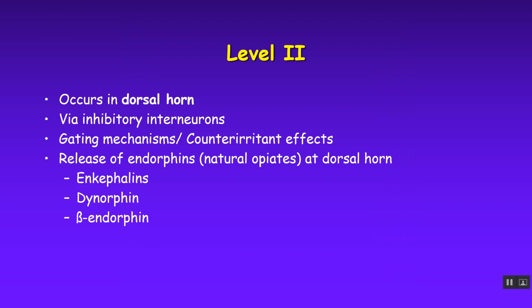Level 2 is what's happening at the dorsal horn. So we're working our way up into the nervous system of how to control pain. This is via inhibitory interneurons. One of the ways is through what we call a gating mechanism or a counter-irritant effect. The other is through release of endorphins, natural opiates, at the dorsal horn. We have descending pathways, and they also circulate in our bloodstream. Eventually we can circulate natural opiates that land at the dorsal horn and take over some of the receptors that moderate pain and decrease pain responses. Enkephalins, dynorphin, and beta endorphin are some of the main natural opiates that we produce.